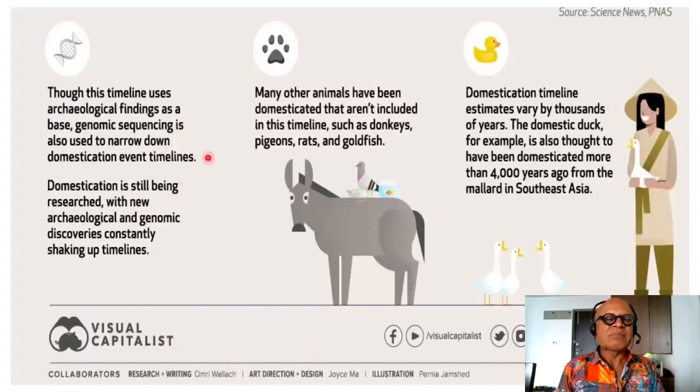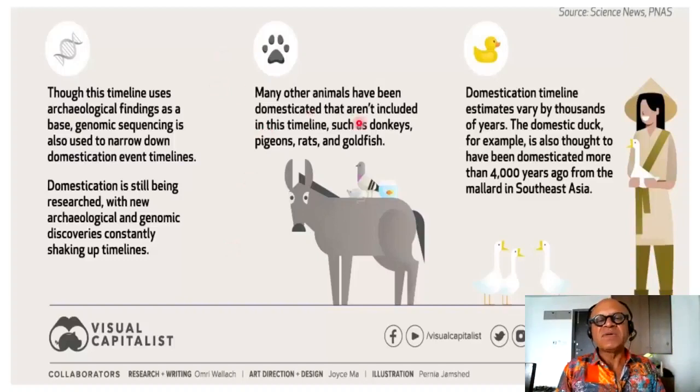From Visual Capitalist, I take this again, so we'll look at a timeline. This timeline uses archaeological findings as a base. Genomic sequencing is also used to narrow down domestication event timelines. Domestication is still being researched, with new archaeological and genomic discoveries constantly shaking up timelines. So dogs, for example, are supposed to be a combination of multiple species of wolves.